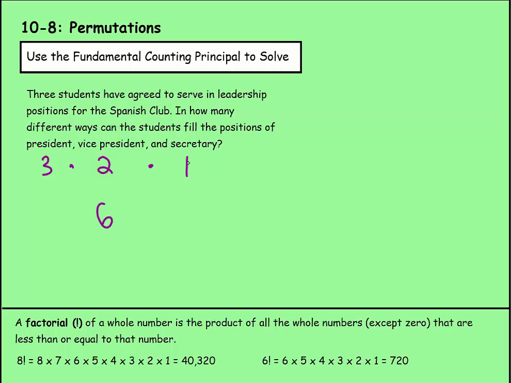What we've just done here is actually a factorial. A factorial of a whole number is the product of all the whole numbers except 0 that are less than or equal to that number. So the factorial of 8 with this exclamation point here is multiplying 8 and then counting down all the way to 1 and multiplying all these numbers in the meantime. It equals 40,320. We did a factorial with 3 because there were 3 students to choose from. That's why we use that. If there were 6 students to choose from, we'd do 6 for the first position, then 5, 4, 3, 2, and 1 all the way down.